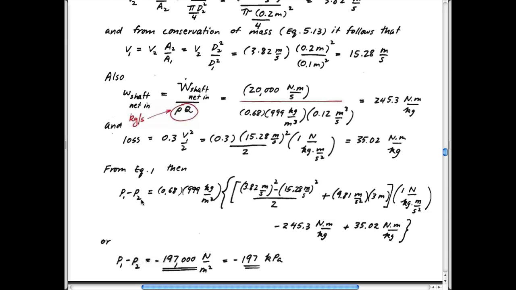Not very much, right? Atmospheric pressure is 101. So this is double the distance from us to absolute zero pressure. So you can work through that, but that's it. Yeah, go ahead.